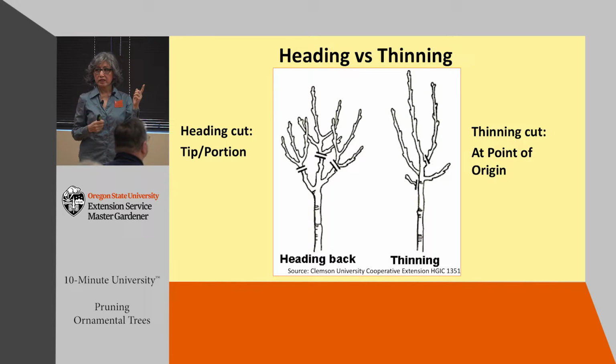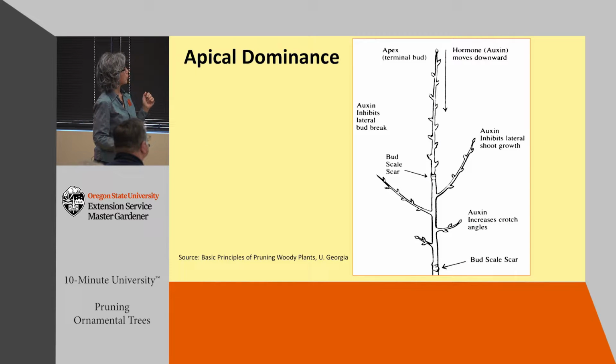Thinning cut is the main tool we use in ornamental tree pruning because the result is a more open form. And heading cuts are used when we want to encourage a lot of bushy growth. And let me explain a little bit more.